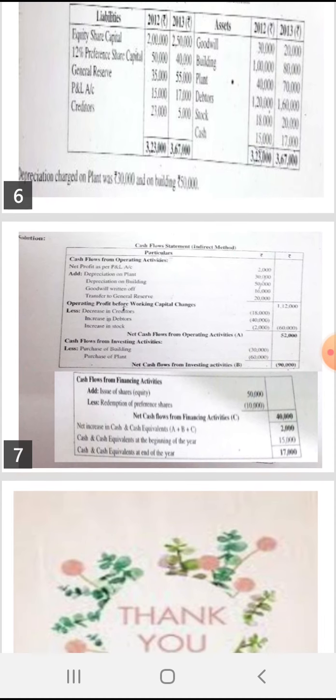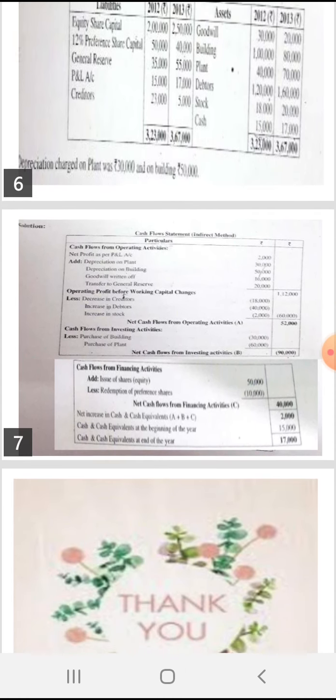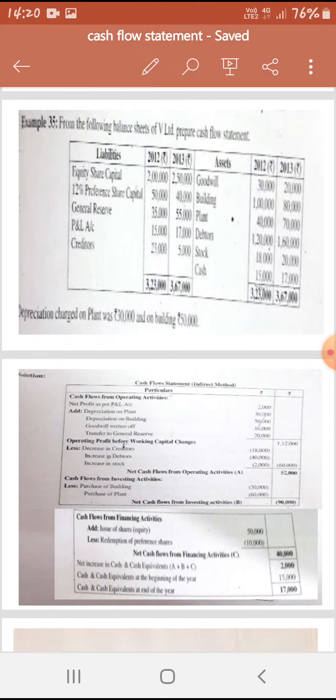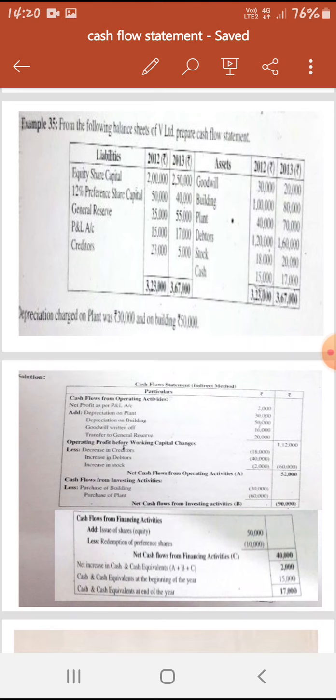Now let us see it with an example. The question is given. Now the solution is as under. In this question, V Limited's balance sheet is given for 2 years, 2012 and 2013. On one side liabilities are shown and on the other side assets are shown. Now let us see the solution.